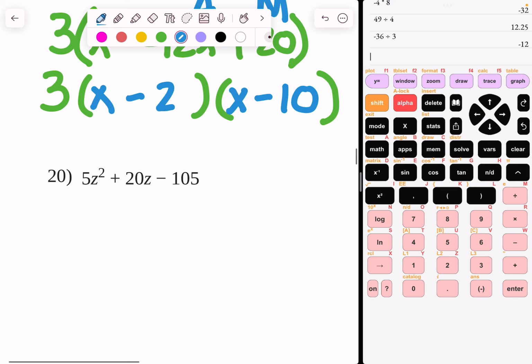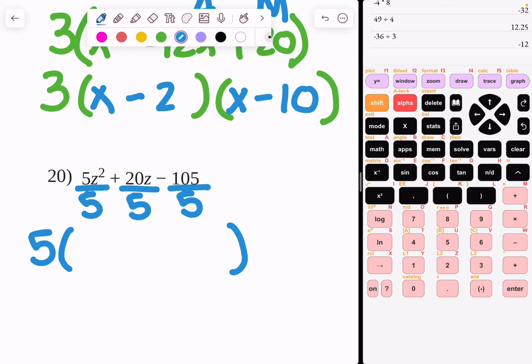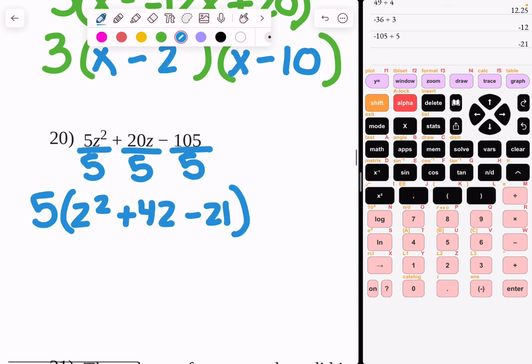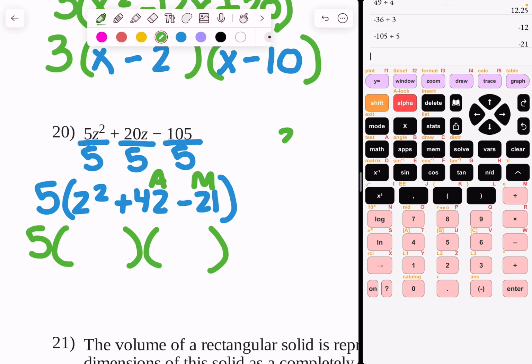All right, let's look at 20. 5 is my smallest number, and 5 does divide by all of these. But there's not a z in each of them, so I can't take out a z. 5 divided by 5 is 1. Just leave it as z squared. 20 divided by 5 is 4. Bring down the z. And negative 105 divided by 5 is negative 21. Perfect. So now I'm going to be asking myself, what adds to 4 and multiplies to negative 21?